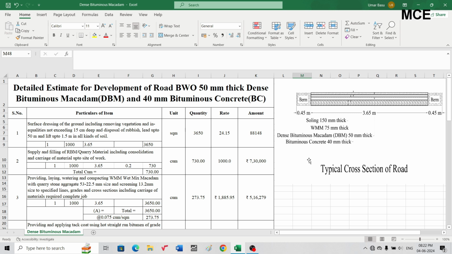So this will be the cost to prepare a road surface using dense graded bituminous macadam as the binder course and bituminous concrete as the surface course. And wet mix macadam will be used as the base course, and stone soling will be used as granular sub base course. You can see the typical cross section of this road. So this is how you can prepare a detailed estimate for the development of a road using dense bituminous macadam and bituminous concrete. I hope this solution video was clear and effective, and you definitely learned something new.